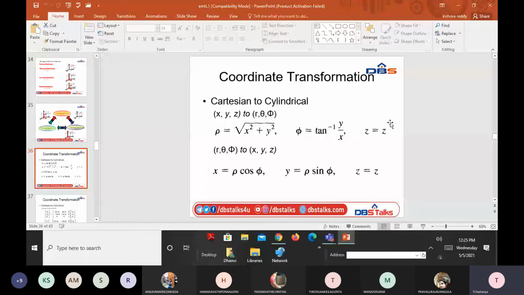Similarly, if I have cylindrical coordinates and want to convert them into Cartesian values, what will be the formula? x equals rho cos phi, y equals rho sin phi, and z equals z, which is vice versa. In the earlier case we converted from Cartesian to cylindrical, and in the second case we converted from cylindrical to Cartesian.